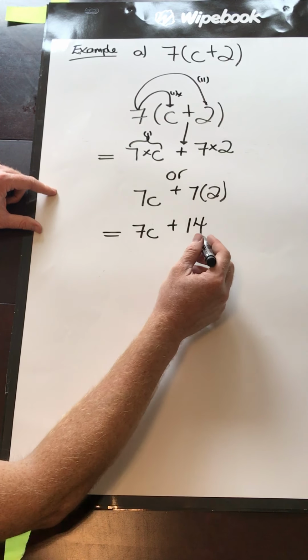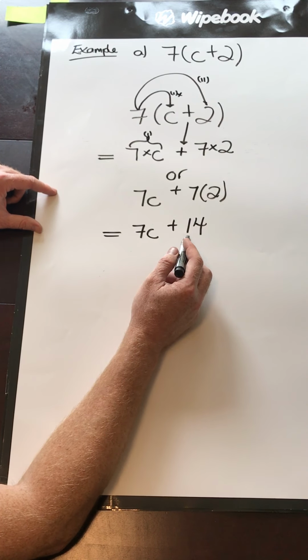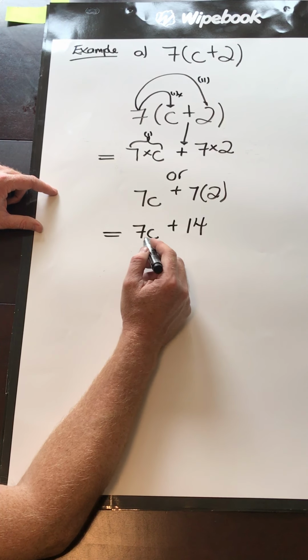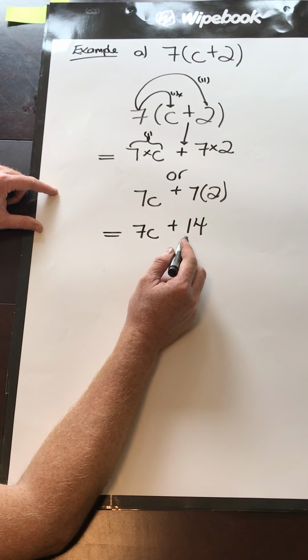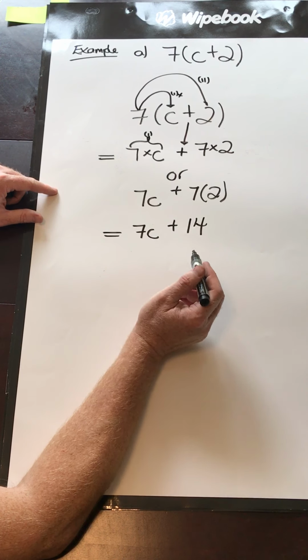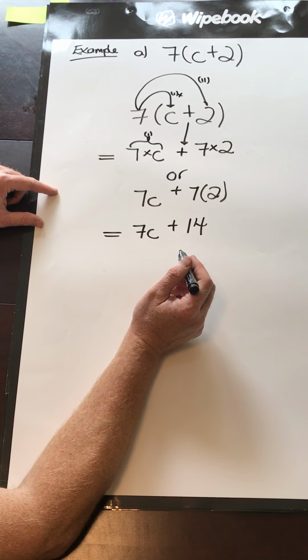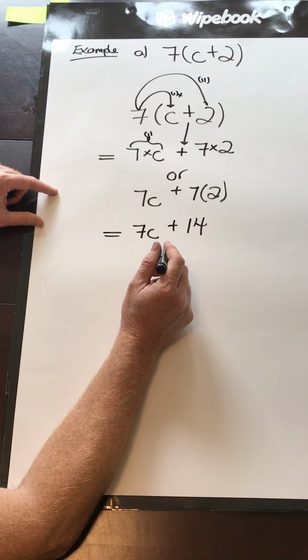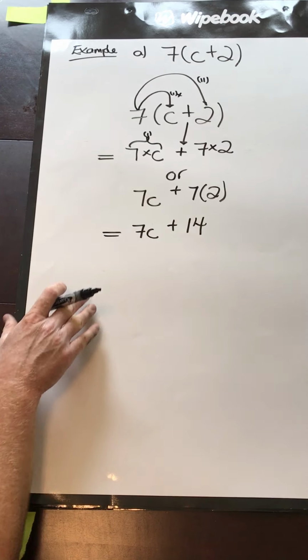Okay, I look at this and say, can I do anything more with it? Can I add these terms? No, I can't add these terms because they're not like terms. So that is the answer for writing each expression as the sum of terms using the distributive property. Okay, another example.